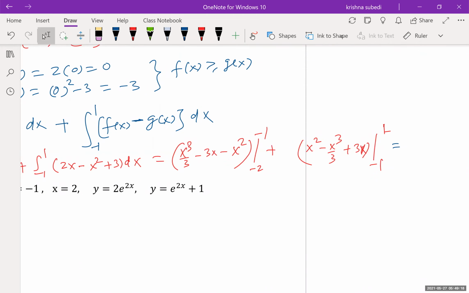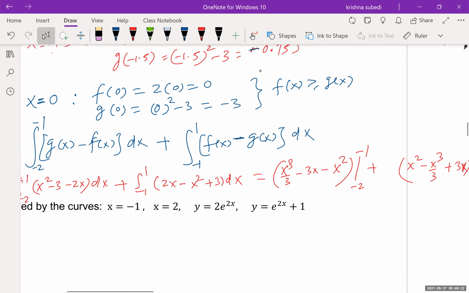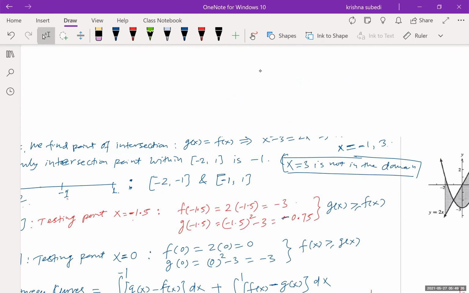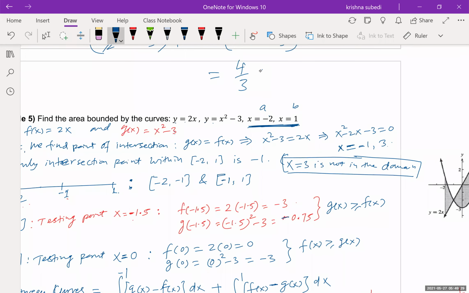Okay, Simarjot, why is the lower limit -2? Because the lower limit is -2, it is given. You see here in the question? See here, x = -2, and that is the lowest here.